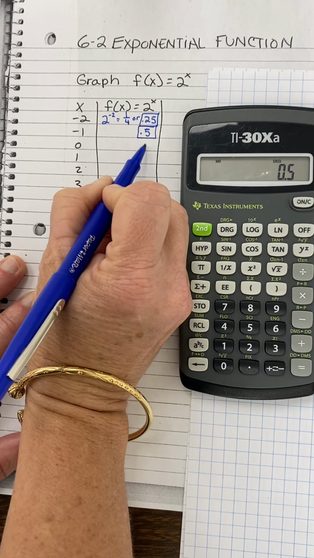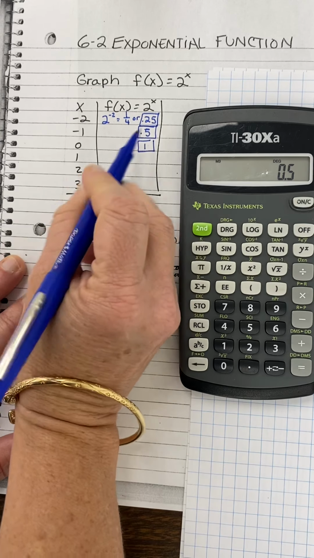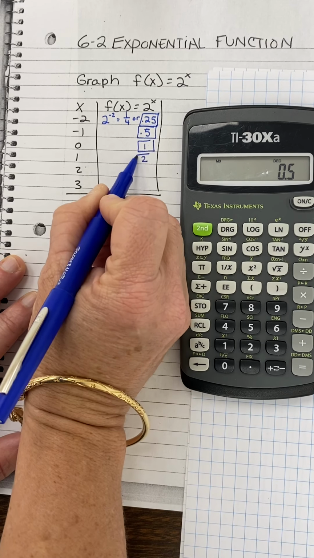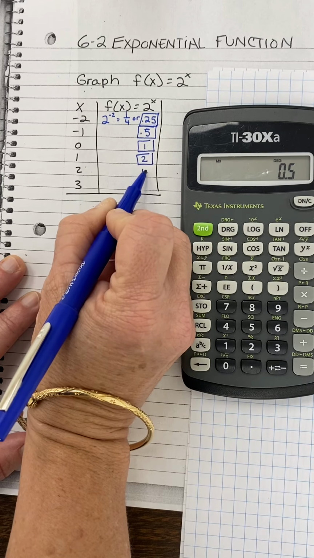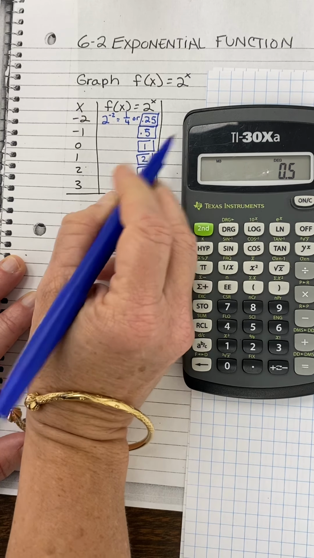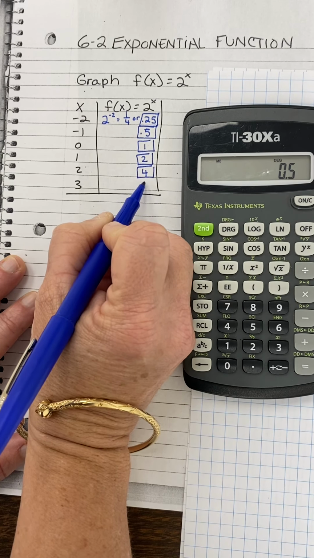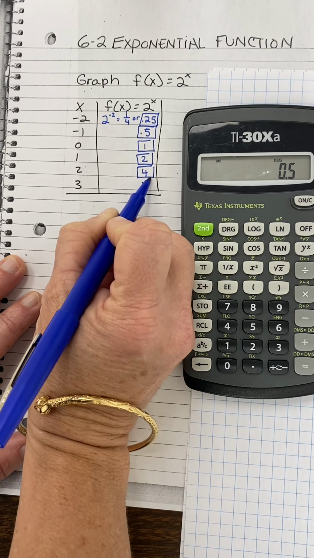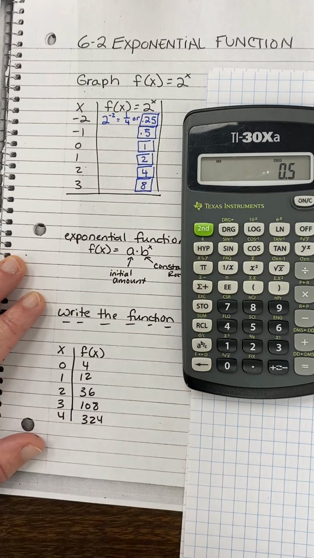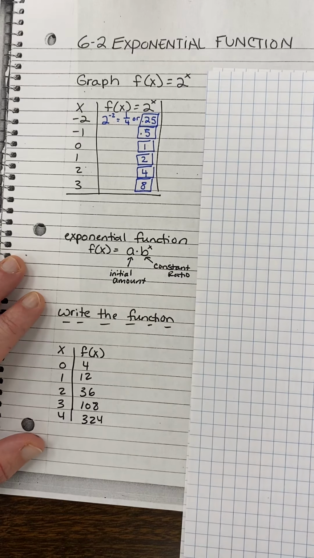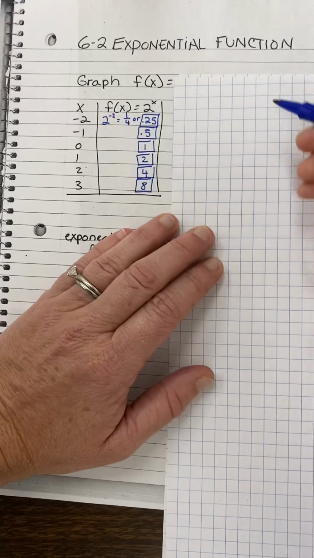Anything to the 0 power is 1. 2 to the first power is 2. 2 squared is 4. And 2 cubed is 8. Okay, so now I want to go ahead and graph this to see what this is going to look like.